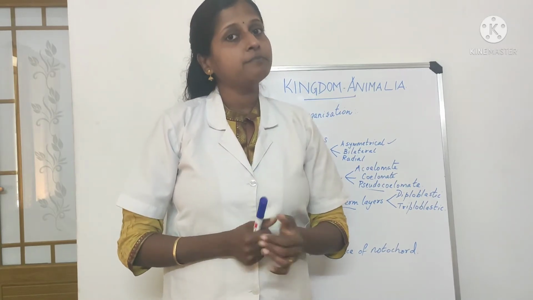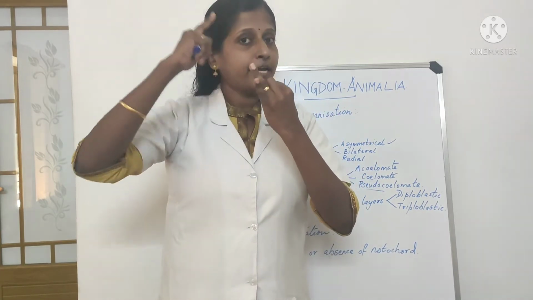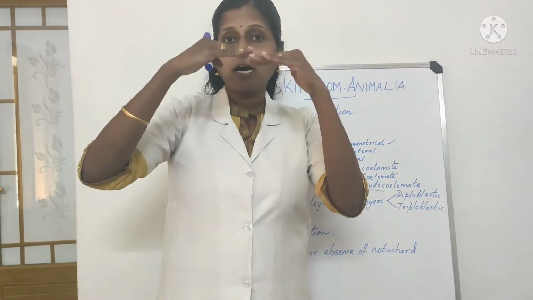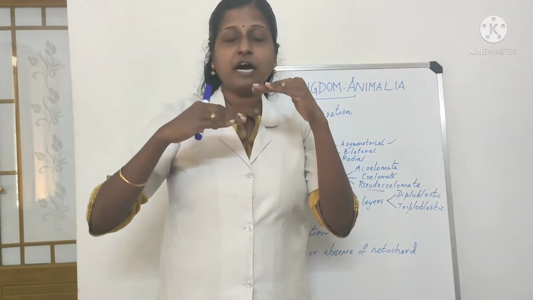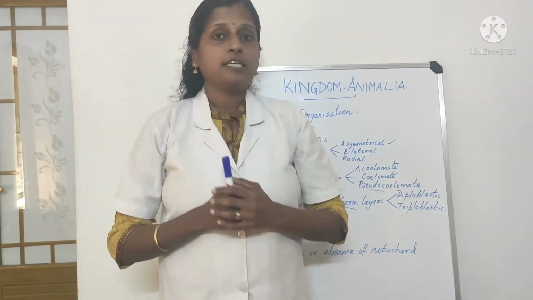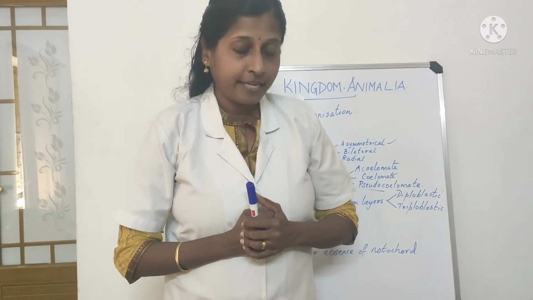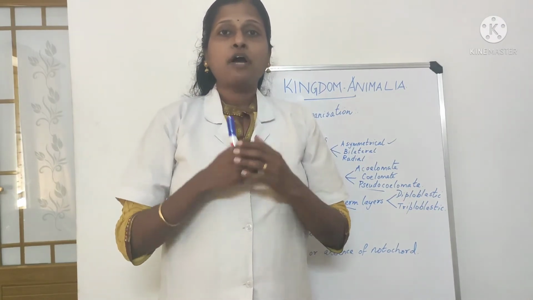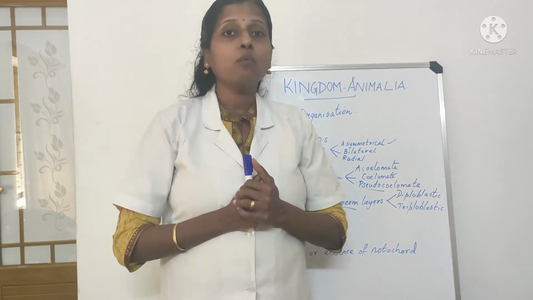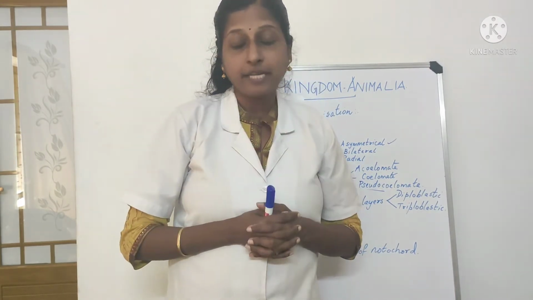So what are the three dermal layers? Ectoderm, endoderm and mesoderm. Okay. Then segmentation. If an organism can be divided into particular segments, either externally or internally, then they are metameric in nature. Like the earthworm, leech, centipede, millipede are all what? They have some sort of metamerism.